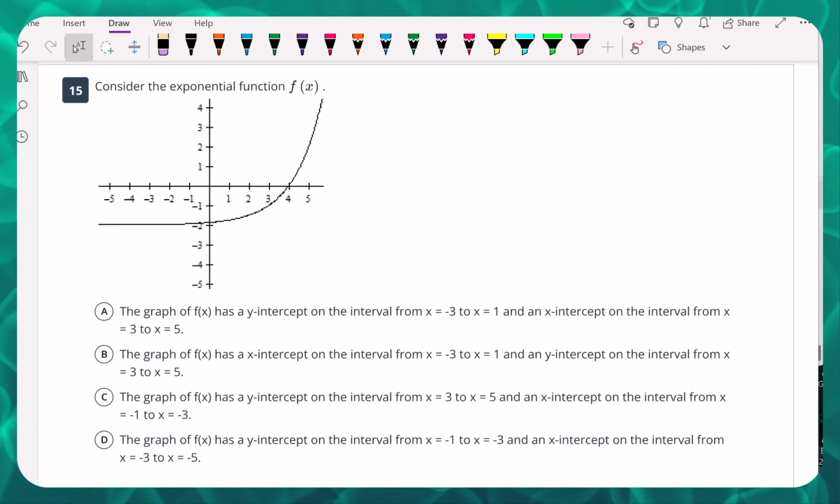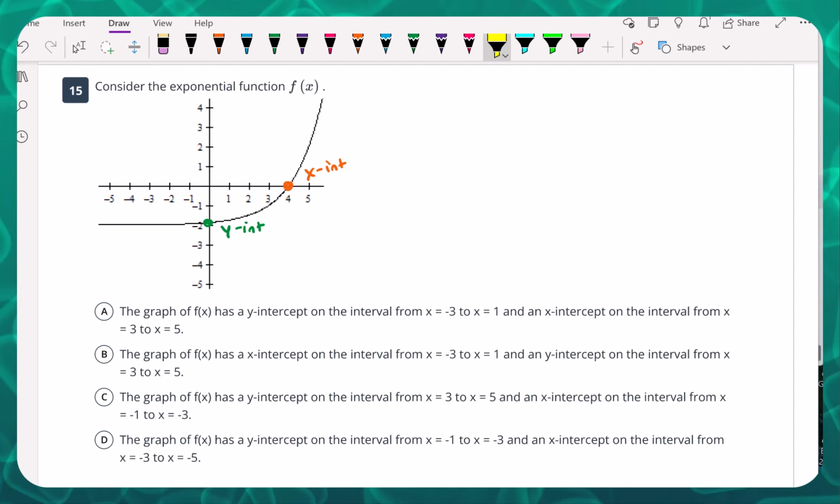Okay, question 15 is just trying to figure out if you know the difference between the x and the y-intercept and if you understand intervals. So the x-intercept is right here and the y-intercept is right here. Now, intervals are always on the x-axis, always, always, always. So your y-intercept interval will be in the yellow section, and then the x-intercept interval will be in the blue section.